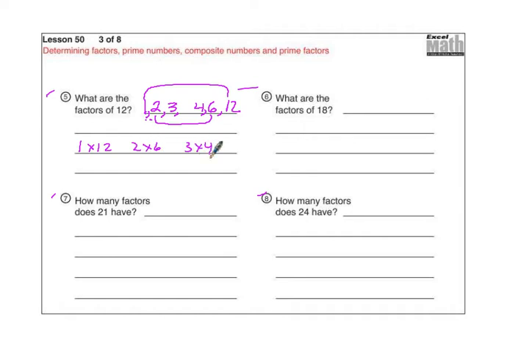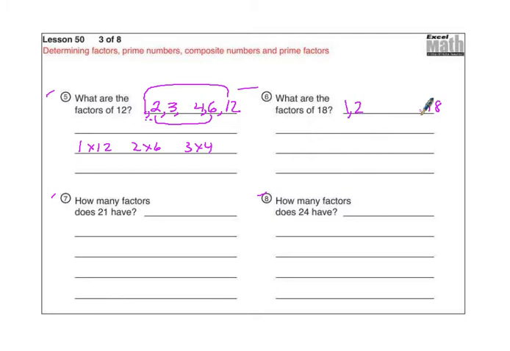That's all the multiplication problems that can make 12. But remember, we're finding the numbers that you can divide 12 by evenly. You can divide 12 by 1, by 2, by 3, by 4, by 6, and of course you can divide 12 by 12.